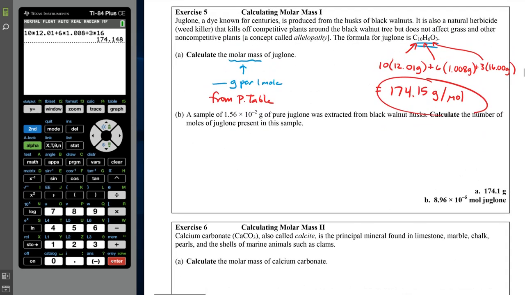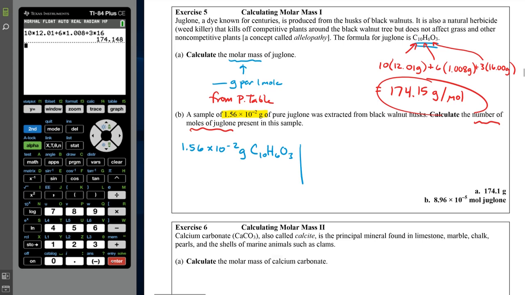They want to know how many moles, calculate the number of moles of juglone present in a sample that has a mass of 1.56 times 10 to the negative 2 grams. Again, don't duck the scientific notation. If you know you're a little less comfortable with it, work with it as much as you can, as often as you can on things that don't really matter. Not that homework doesn't matter, but it's not as high stakes as a test or a quiz or something. So when it's not as high stakes, try it and see if you can punch those in and get the right answers. If you're comfortable with them already, then you're all set to go.